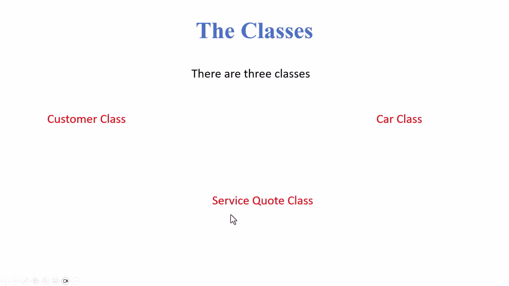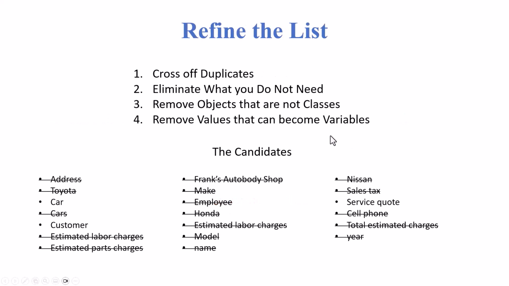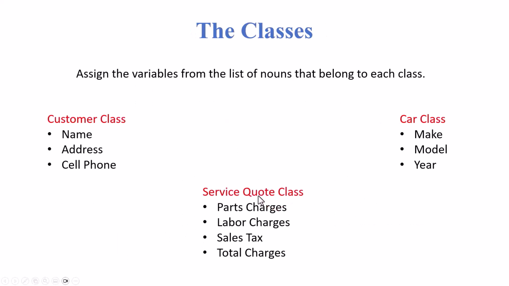The service code class is going to contain all the dollars you're going to be dealing with: the parts charges, labor charges, sales tax. So you look back at this list of what you have in here, and you pop them in here, and you end up with the name, address, and cell phone. These become the pieces that belong to the customer class. These become the pieces that belong to the service code class. And these become the pieces that belong to the car class.